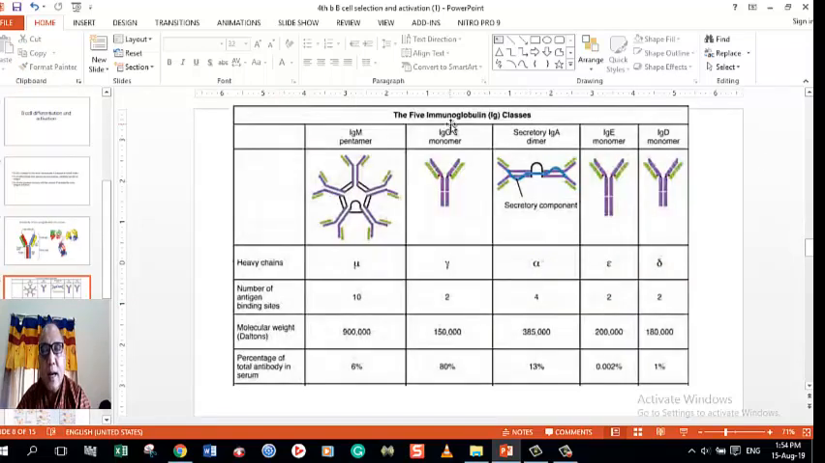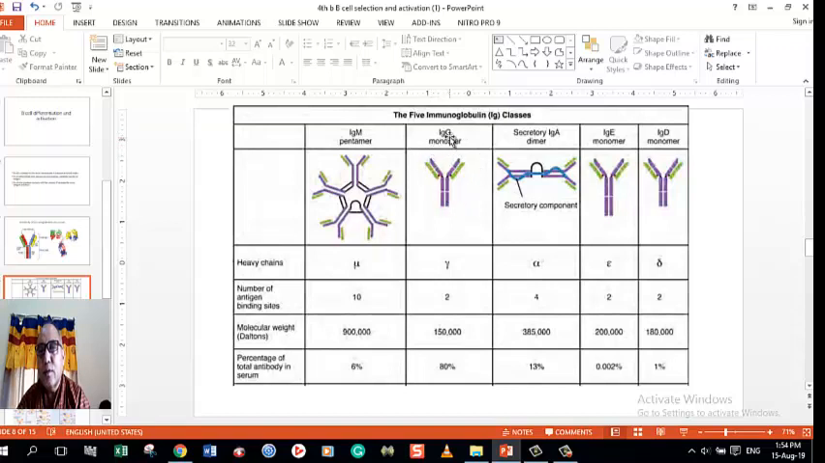Now there are basically 5 types of immunoglobulin or antibody produced in our body, and these antibodies are produced for different purposes. If you look at how many antibodies are present here, 1, 2, 3, 4, 5 antibodies are arranged in a ring. This is called a pentamer, and the name is immunoglobulin M.